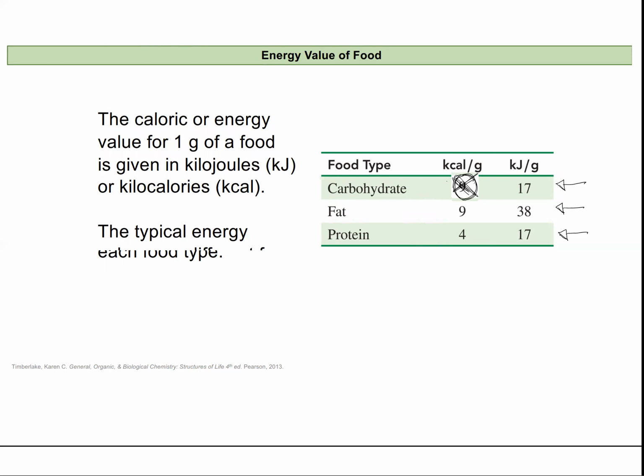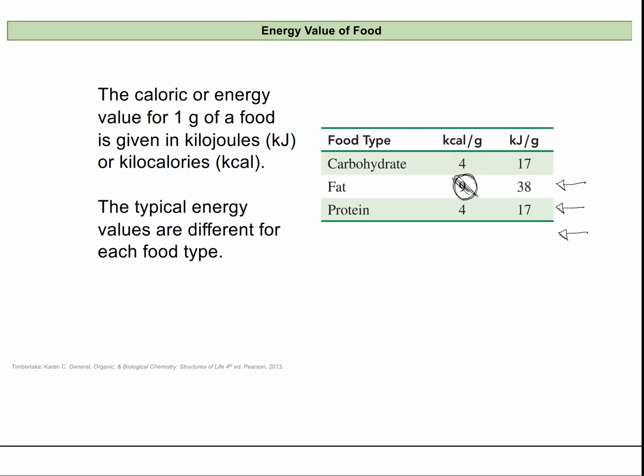4. There we go. And so 4 for carbohydrates, 9 for fat, and 4 kilocalories for protein for every gram.